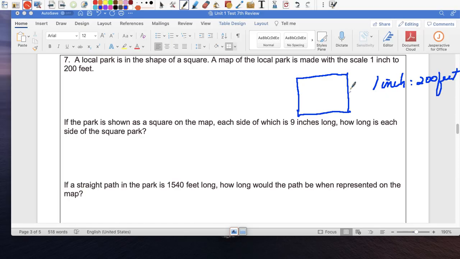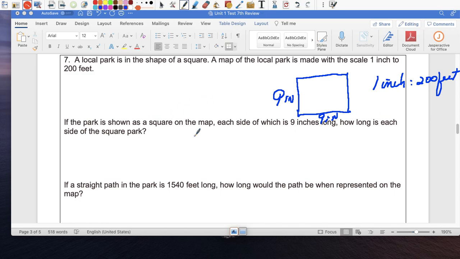Right, so local park. Okay, if the park is shown as a square on the map, here's our park. Here's our map. Each side is 9 inches because if it's a square, all the sides are the same. So that's 9 inches. This is 9 inches. All the sides 9 inches. How long is each side of the square park?